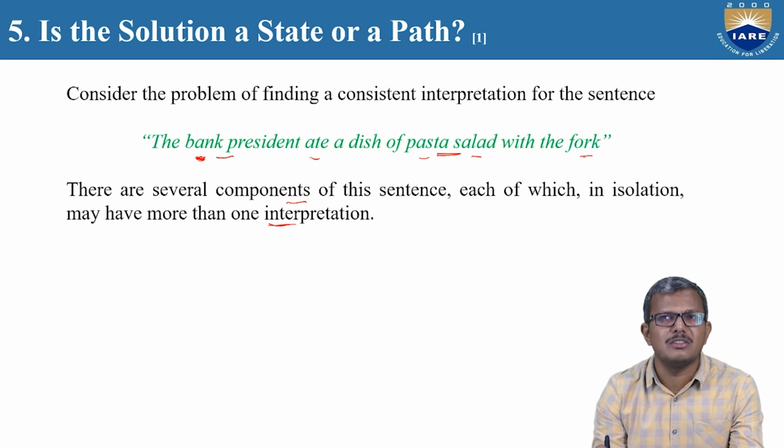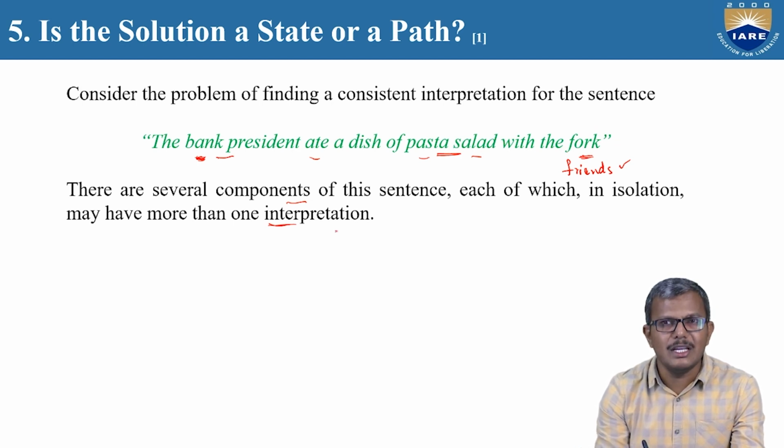Different kinds of interpretations we can make. What kind of thing is a fork? A fork is an object which is used for eating. You can consider it like that, right? So what happens if you replace this with friends? The bank president ate a dish of pasta salad with the friends. This gives an entirely different meaning when we use friends in place of the fork. That means these kinds of representations are going to give more than one interpretation.